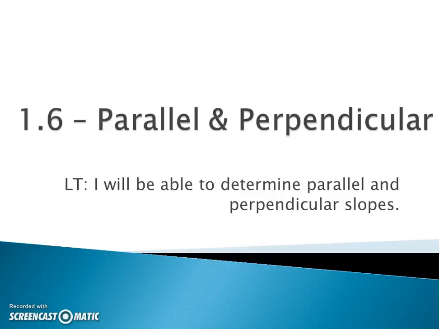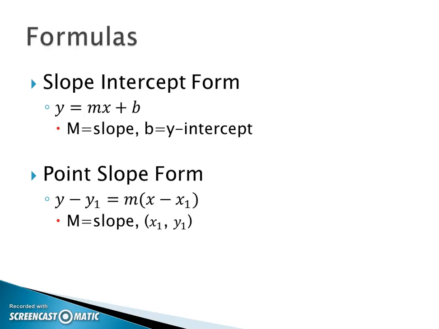Welcome to 1.6, Parallel and Perpendicular. First thing we need to know are a couple of formulas. Slope-intercept form is y = mx + b, where m is the slope and b is the y-intercept. And point-slope form is y − y1 = m(x − x1), where m is the slope and (x1, y1) is a point.